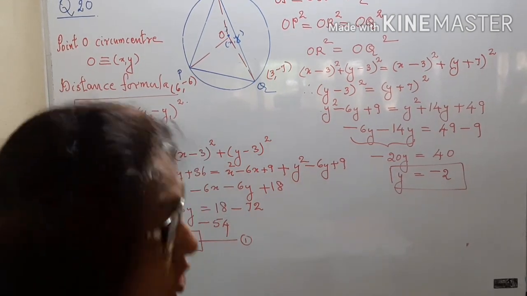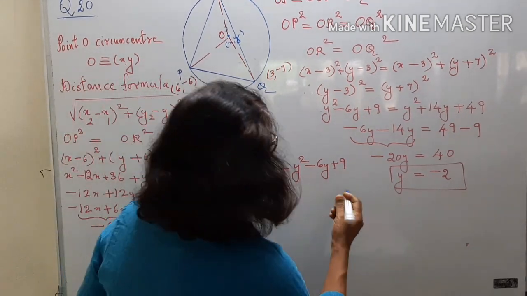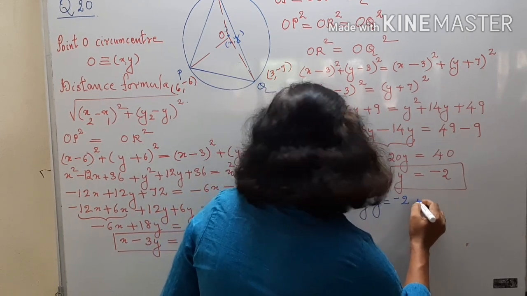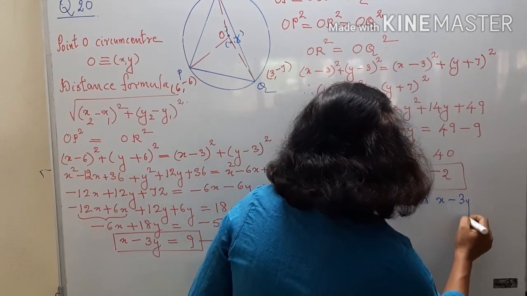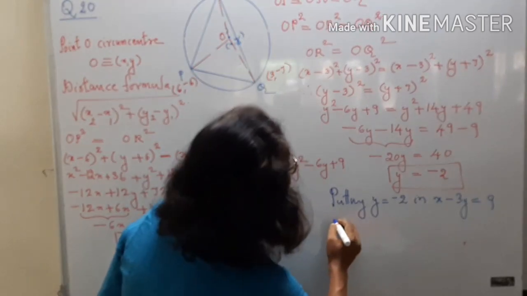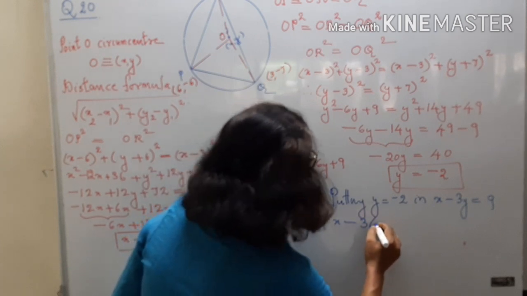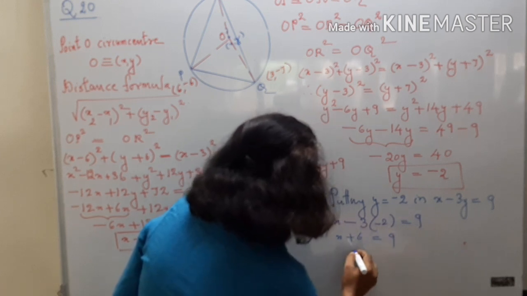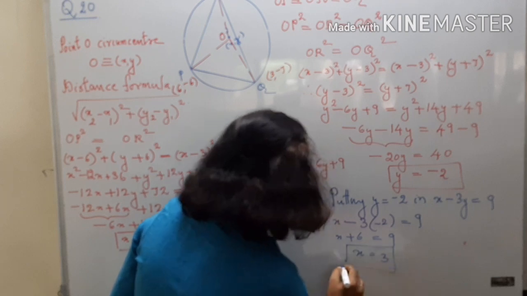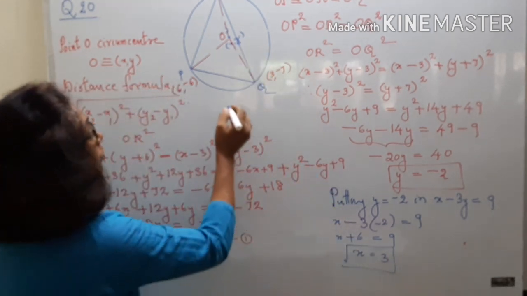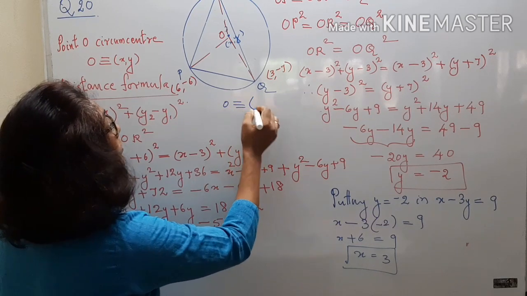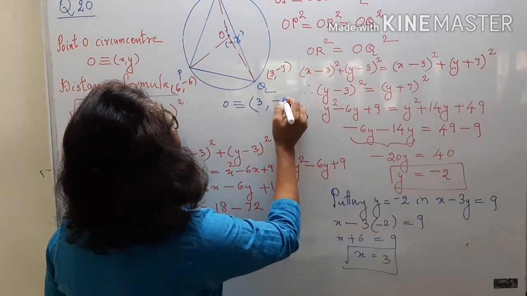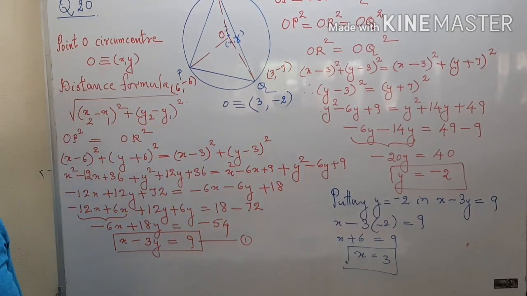We can substitute the value of y in this equation. Therefore, putting y equals negative 2 in x minus 3y equals 9, what do we get? X minus 3 into negative 2 is 9. X plus 6 is 9 and x is 3. Hence, O corresponds to x coordinate 3 and y coordinate negative 2. And we got what we were asked to find out.